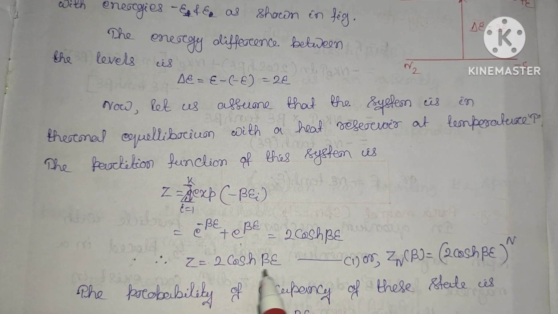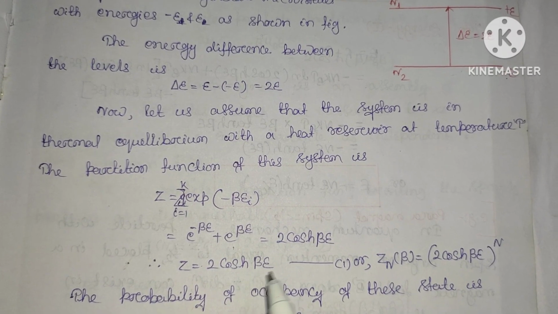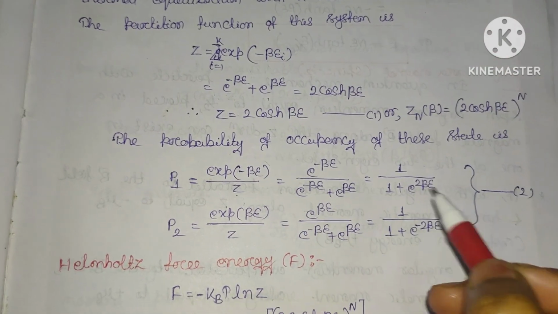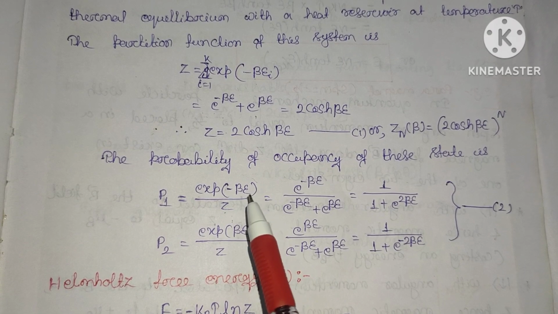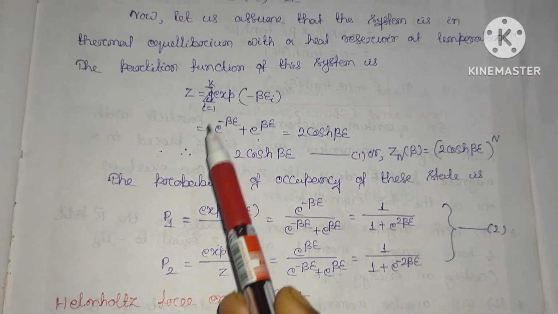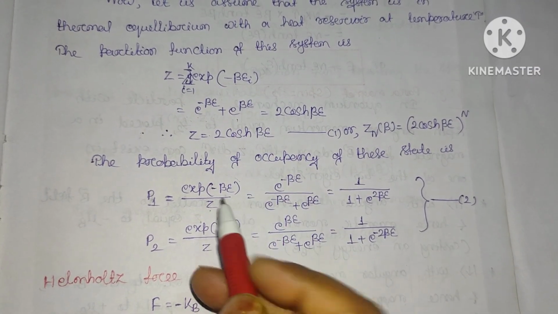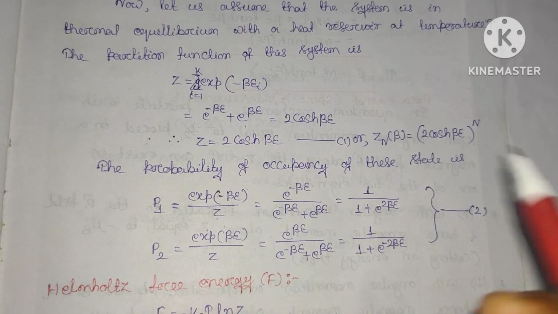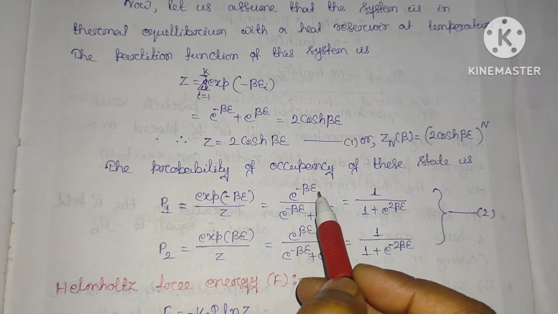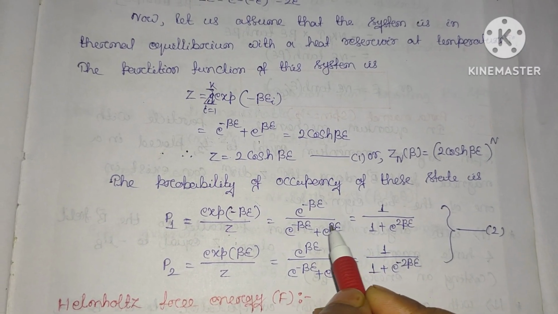So the partition function will be this much, or for n number of particles this partition function can be written as twice cos h beta epsilon to the power n. The probability of the occupancy of the first state becomes P1 equal to exponential minus beta epsilon_i. For the upper state, this is plus energy, plus epsilon. So this is exponential minus beta epsilon divided by the total partition function, that is Z. Here we are calculating the probability of occupancy. So this becomes exponential minus beta epsilon divided by exponential minus beta epsilon plus exponential beta epsilon.